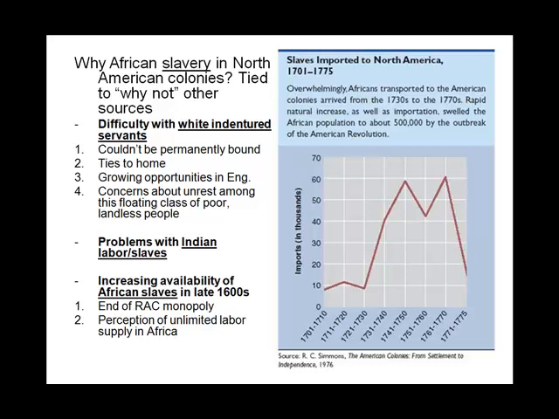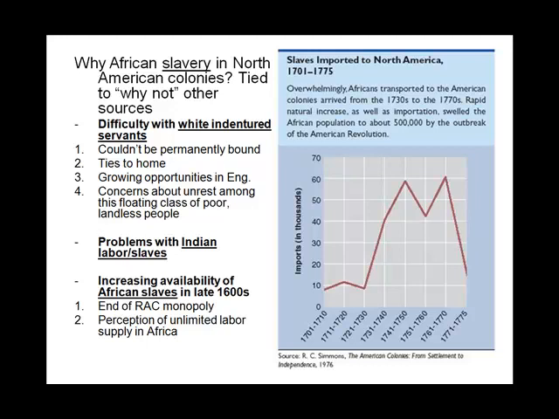And then finally, why African slavery? This is happening at a time in the late 1600s. These other two factors in terms of white indentured servants and Native Americans, the whole structure is changing at a time when there is an end to the Royal African Company's, the RAC, monopoly on the slave trade. So there is an opening up of the profitability of slave trading. And there's a perception at the same time that Africa has an unlimited supply of labor to give to this new world.